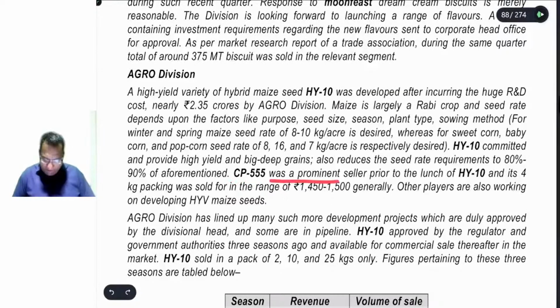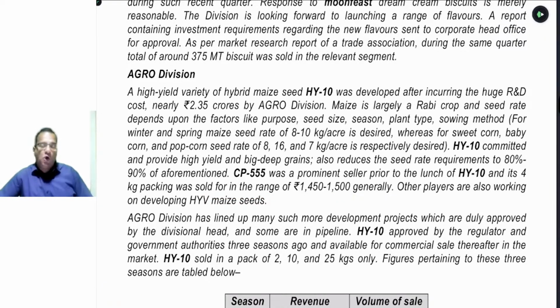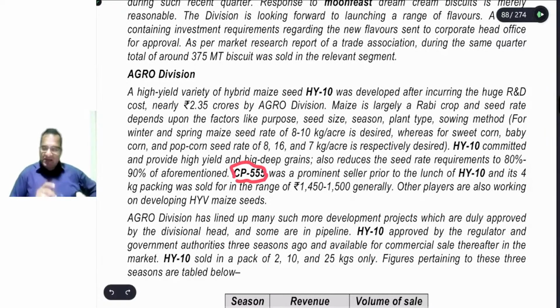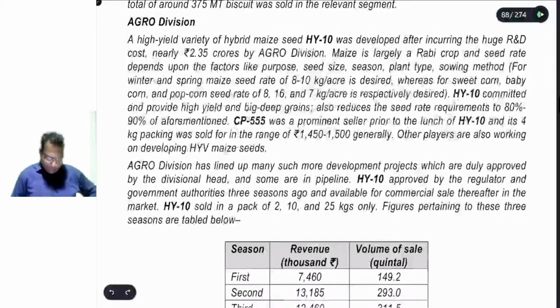C555 was a prominent seller prior to the launch of HY10, and its 4 kg packaging was sold in the range of 1415 to 1500 generally. तो यहां पे हमें एक कॉम्पिटिटर बताया गया है, हमारे से पहले यही क्वालिटी का आउटपुट एक ब्रांड है C555, वो बेचता है और उसकी 4 kg की पैकेजिंग 1450 से 1500 रुपए के बीच में आती है. Other players were also working on developing our own meat feed. जो हमने बनाया है उसी टाइप का बनाने का कोशिश कर रहे हैं.